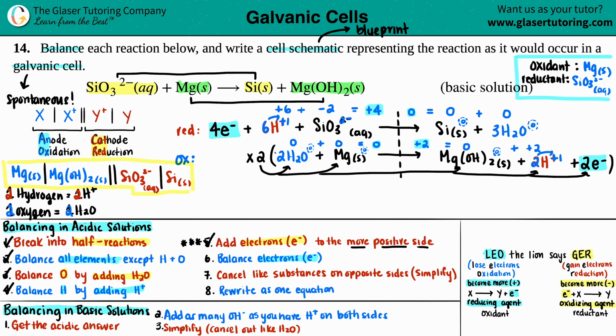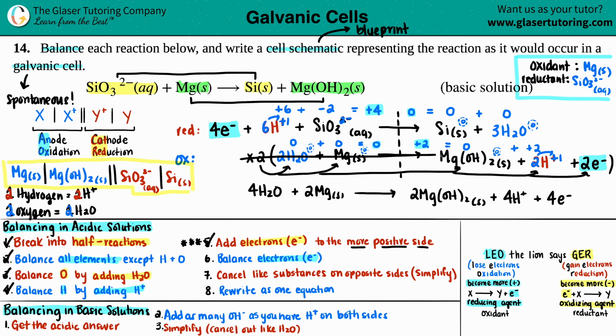So let's do that. 2 times 2 is now 4 H2O. Plus, I now have 2 Mg solids. And this will yield 2 Mg(OH)2. Plus 2 times 2 is 4 H plus. And now I have the 4 electrons. And once I write my new one, I could get rid of this one. So I don't have to look at it anymore.